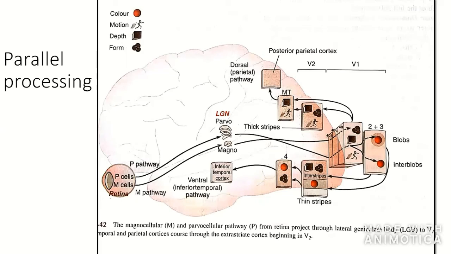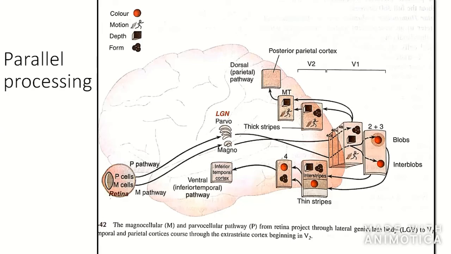So the parallel processing. In the parallel processing, as we know, there are two pathways, P pathway and the M pathway, that is the parvocellular and the magnocellular. Now the magnocellular pathway is layer 1 and 2 of the lateral geniculate nucleus and the parvocellular is from layer 3 to 6. Now the magnocellular pathway, after terminating in layer 4C alpha, it moves upwards into layer 2, 3 and then finally it terminates in the parietal lobe to form the dorsal pathway.